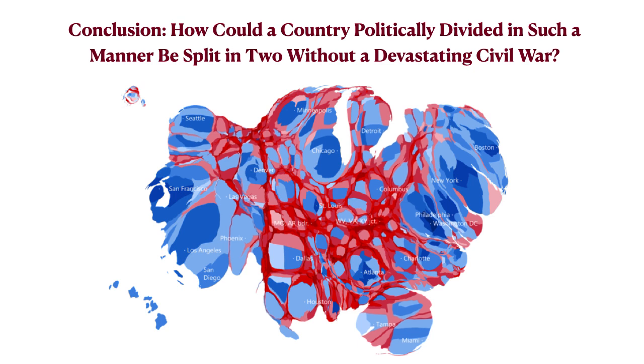Finally, my last map in conclusion would be just a question. How could a country politically divided in such a manner be split into two countries, which many people have talked about, civil war, national divorce, national division? But how could that happen without a civil war? In other words, if you were to split the country along red states and blue states, a place like Eastern Oregon, people are certainly not going to go along with that. And even in red states, an area like Austin is not going to be happy being in a new, very conservative red country. And the division is just too geographically complex.